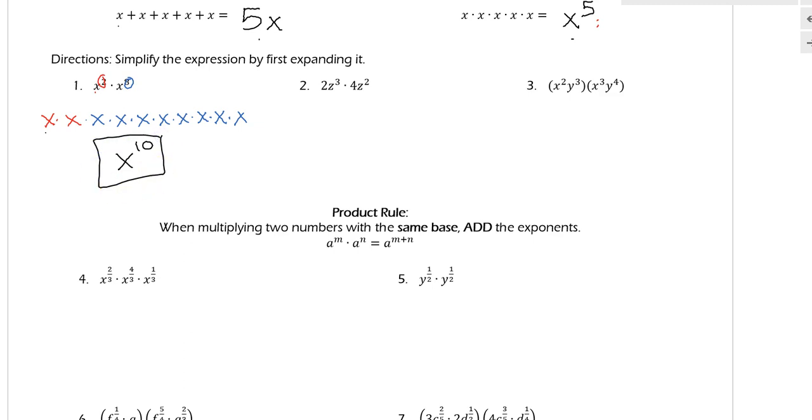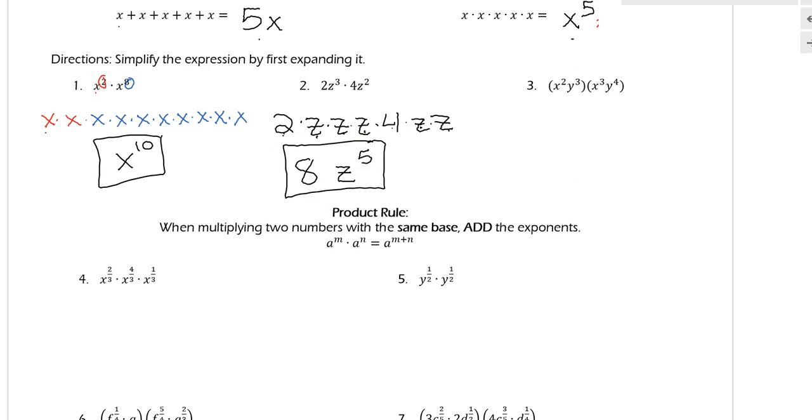Looking at number 2, slightly different because now we have these coefficients in front. So I'm just going to write 2 times z. I have 3 z's. Then I have 2 z's. And that's all it is for expanding it. Well, the first thing I can actually do is 2 times 4. I know numbers, right? 2 times 4 is 8. I have 5 z's being multiplied, so it goes as my exponent. So this becomes 8z to the 5th.